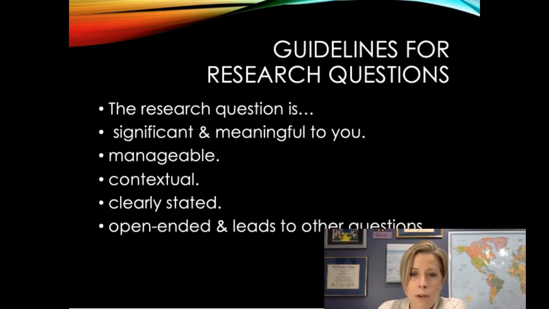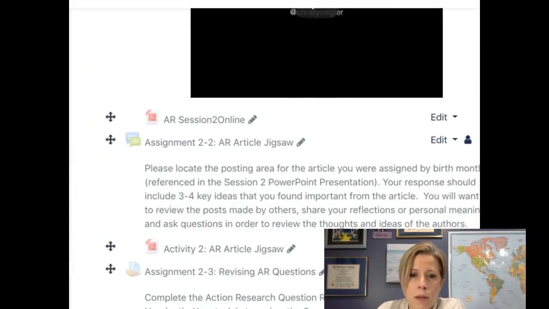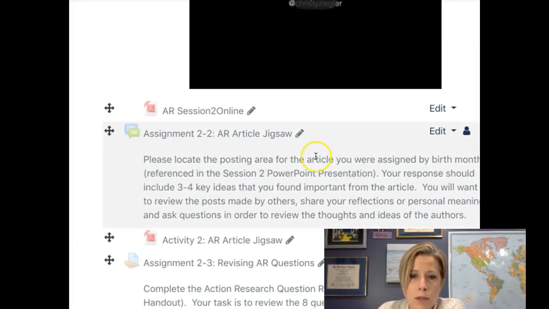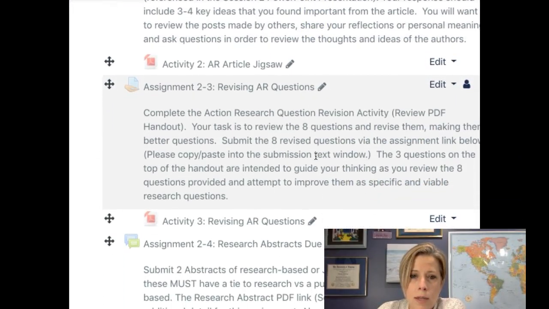Okay, moving on. This week, you should be taking a look at research questions, and I've got a short activity for you to practice with. So I just want you to dig into the research questions. It is assignment 2-3 in Moodle. I'm going to pull this over so you can take a look at it here.